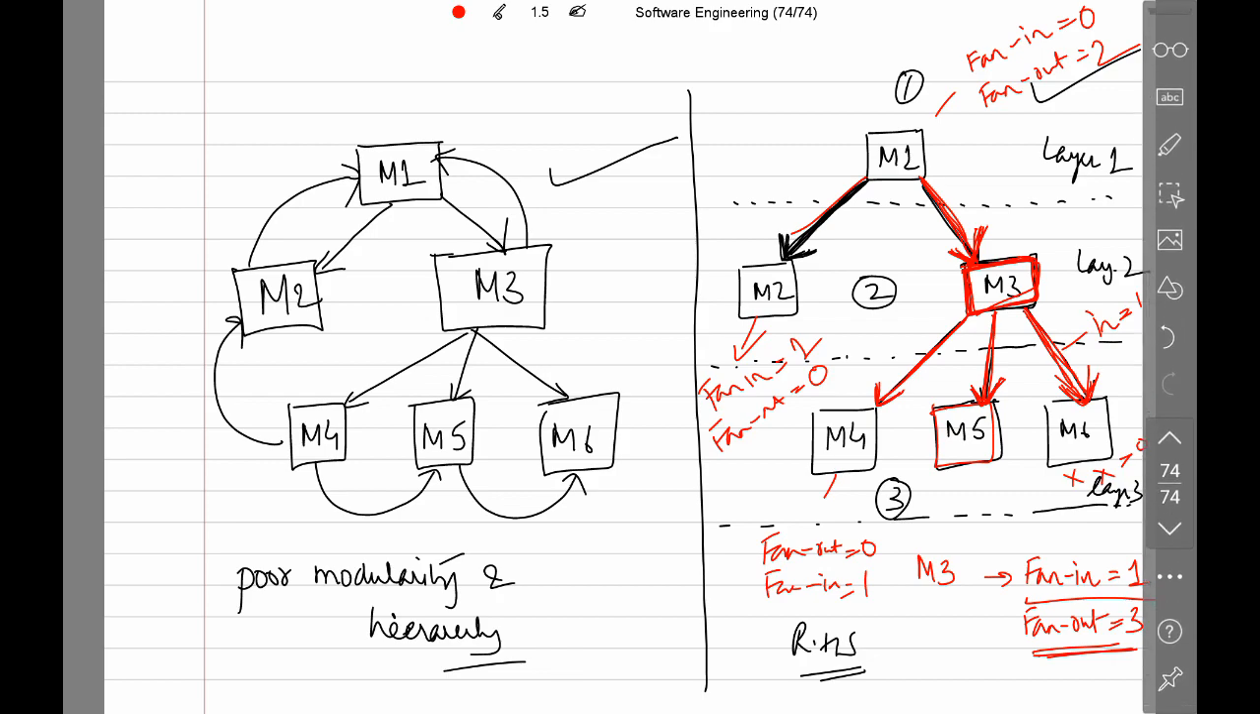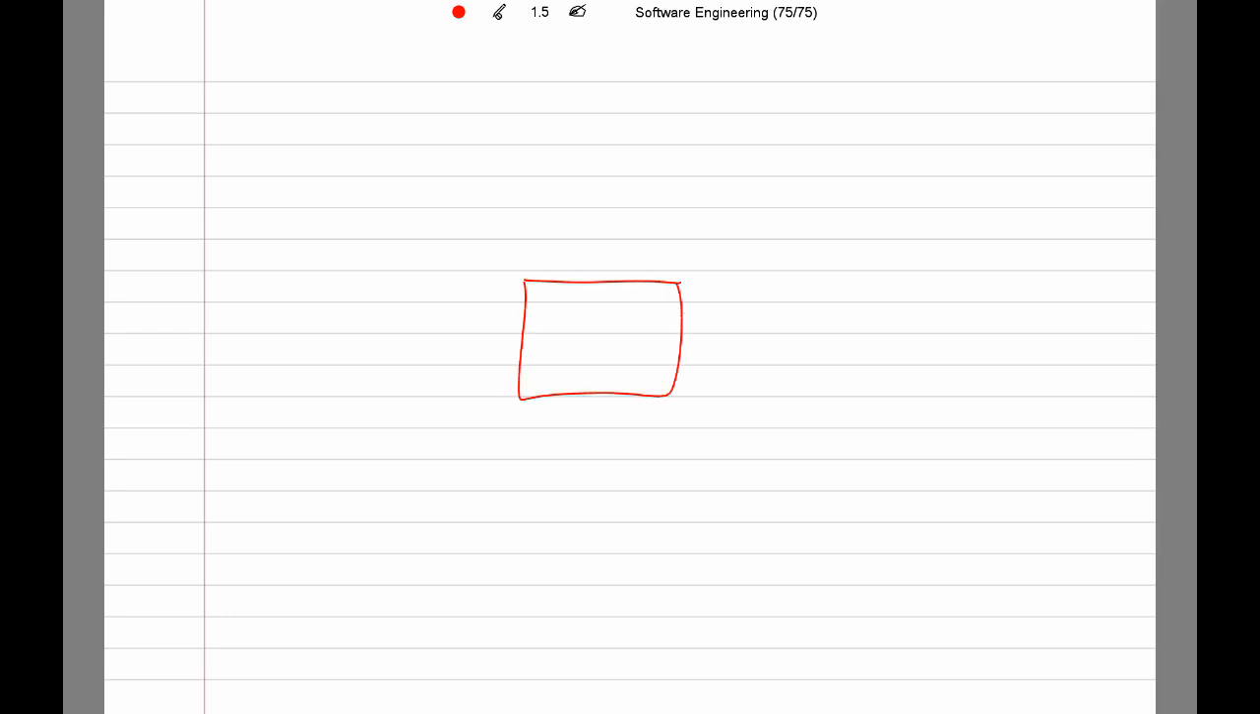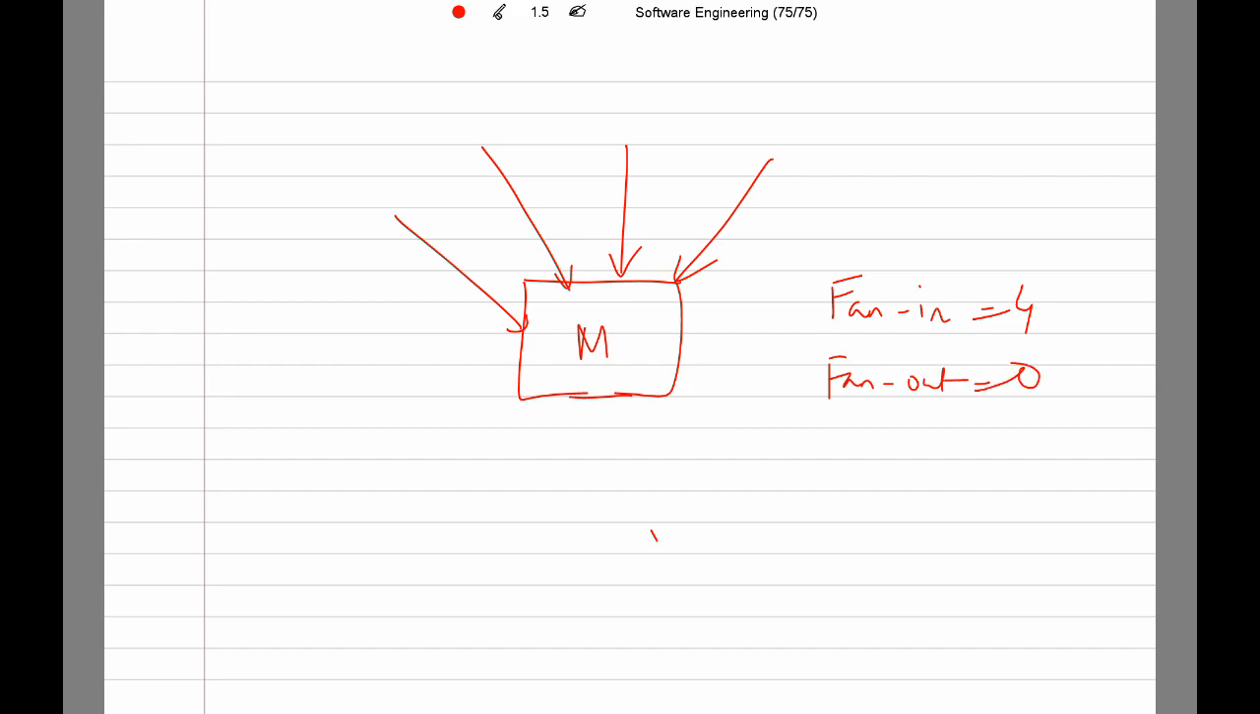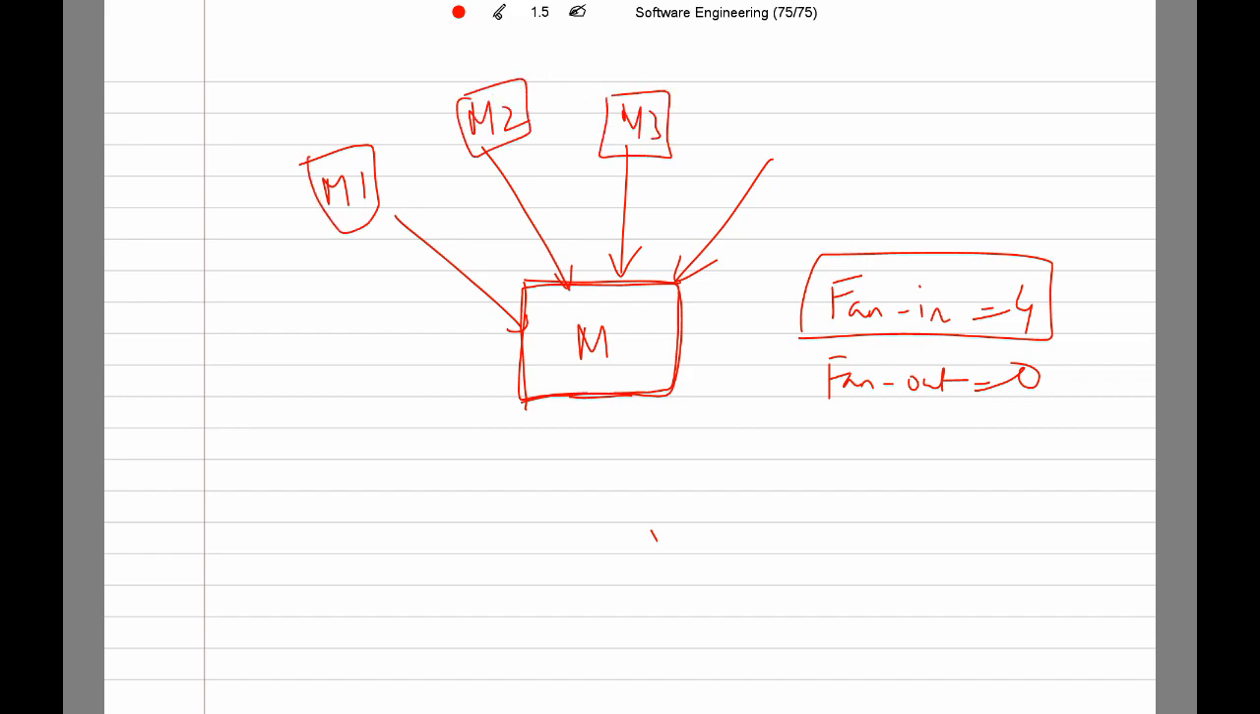So let me give you another example where it will be clear. Suppose there is a module with a very high fan in. That means there is no fan out. Fan out is not there, but there are lots of fan in. So here is a module M and fan out is equal to 0. Now if you have a very high fan in, it means this module is being used by many other modules, M1, M2, M3, M4. So many modules are invoking M, which means this is a representation of code reuse.